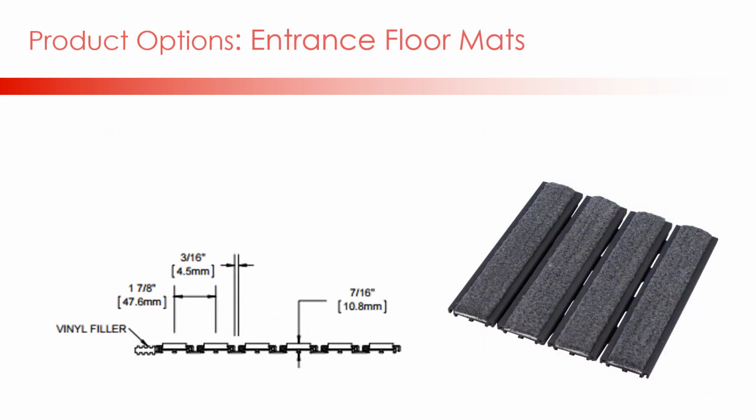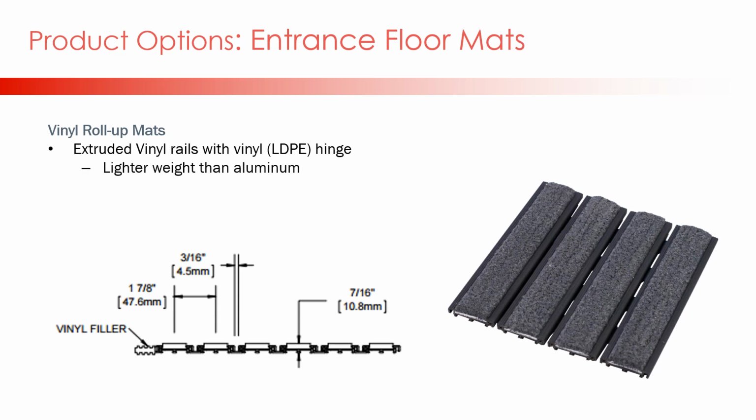Another option in the roll-up mat category is a lighter weight vinyl rail with a low-density polyurethane LDPE hinge. The hinge is perforated, allowing moisture and debris to drop between the rails. Again, the depth is only 3/8 inch, so there is not a lot of area to collect dirt and debris. You would want to use this in a low traffic area or one with frequent maintenance.